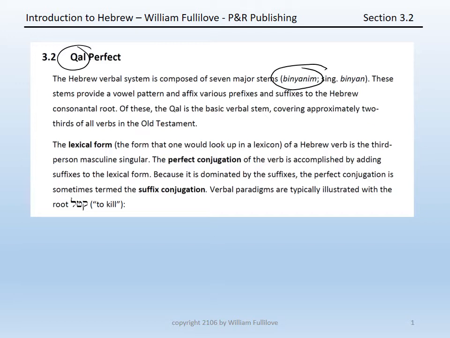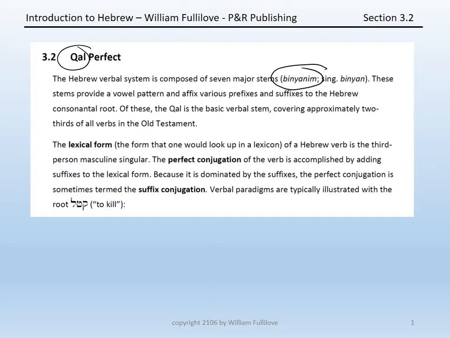The perfect conjugation of the verb, which is the first of several conjugations we will look at within the qal, is accomplished by adding suffixes, letters that follow, to this lexical form. In fact, because the perfect form is dominated by these suffixes, it is sometimes even called the suffix conjugation.